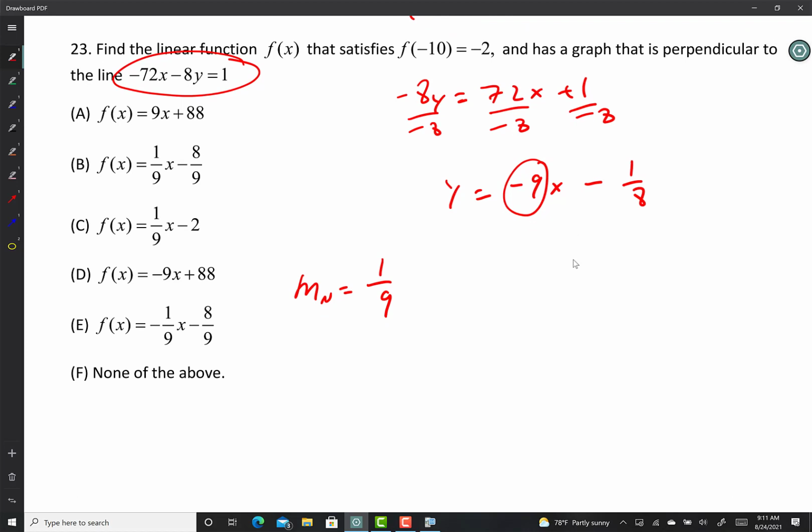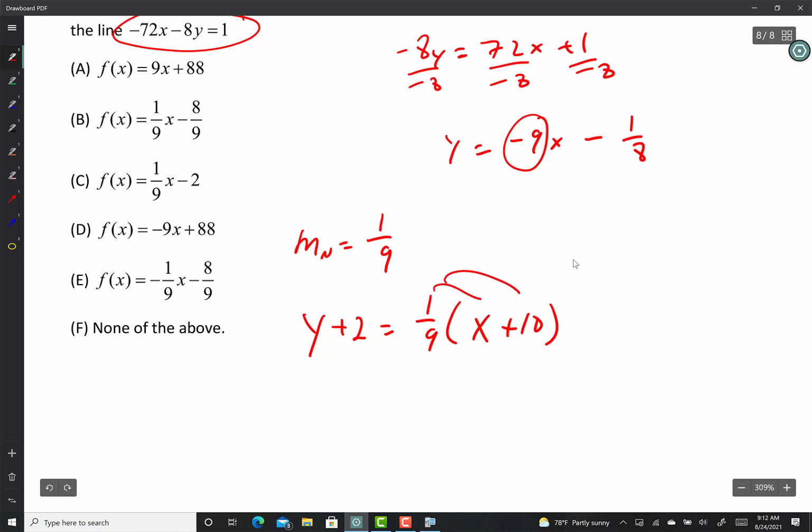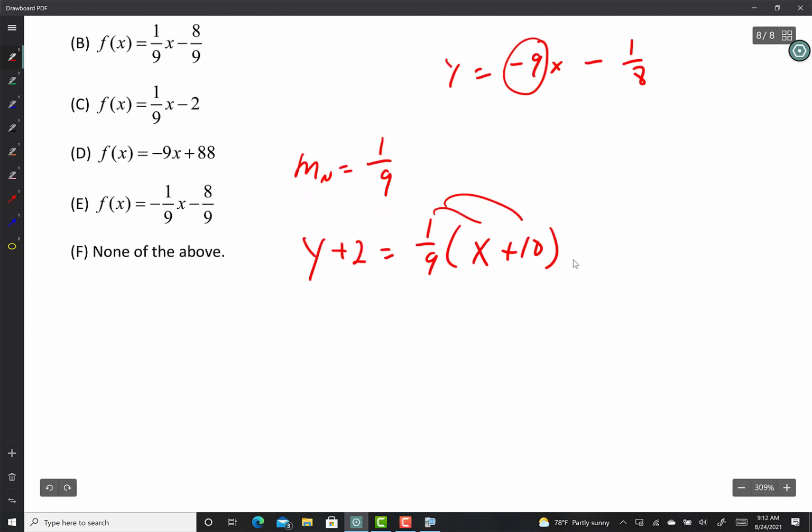So here we go. Y minus a negative 2, so plus 2, equals 1/9, parenthesis x minus a negative 10, so plus 10. And I know some of you may be thinking, I'm a pretty good test taker, and I just see 1 with 1/9. And, well, actually, there's 2 of them. But it's really easy to figure out which one it is. Anyways, on the test, I better not give you guys too many details.